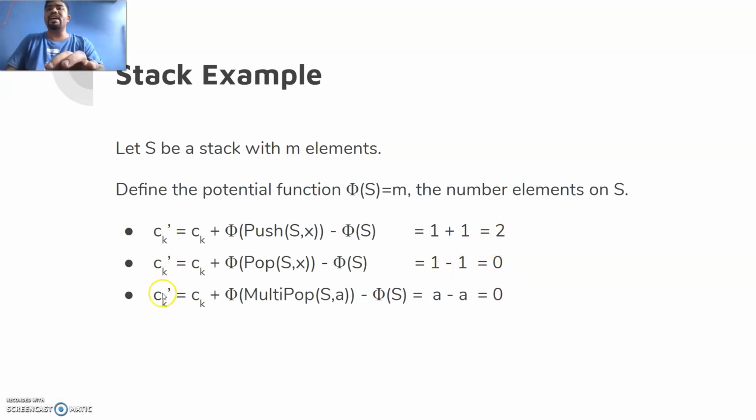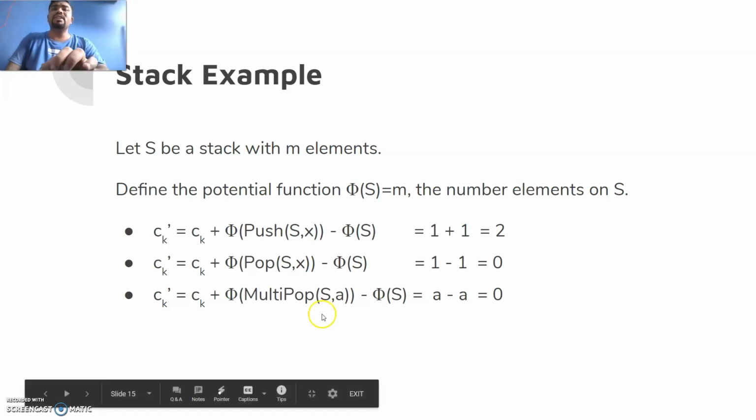So here the ck dash is what? It's the amortized cost, okay, and ck is the current cost. Now for the multi-pop operation, let's take an example. I'm having 10 elements in my stack. If I take out 5 elements, the potential difference is going to change by 5. The current state would be 5, the previous state would be 10, so it is 5 minus 10, which is minus 5.